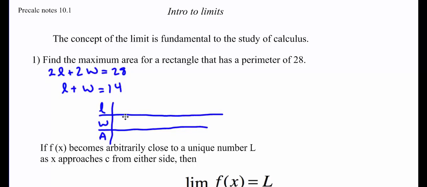So we could start with something like the length is 4. So if the length is 4, the width would have to be 10, and you can debate with me if length should be longer than width or not, but that's fine. And in this case, the area would be 40. But then what happens is, as we get a little bit closer to the length and width being the same, you can see that we have an increase in area, I should say. With 6 and 8, our area is 48.